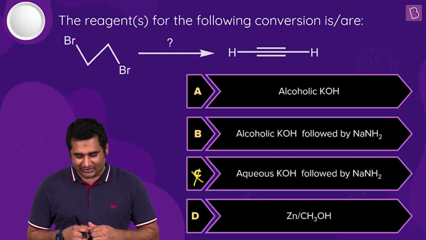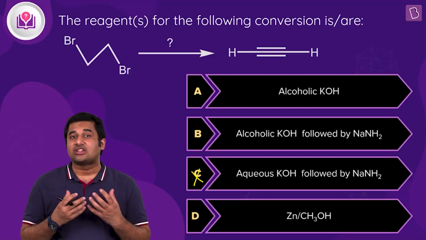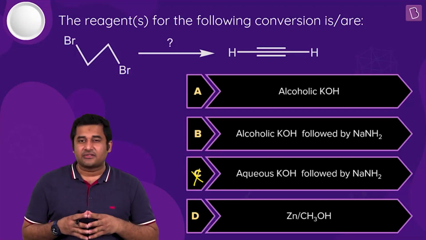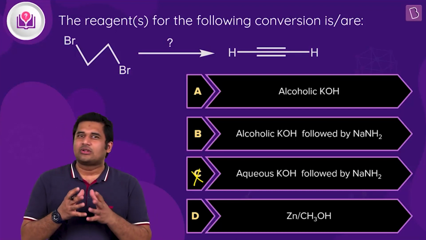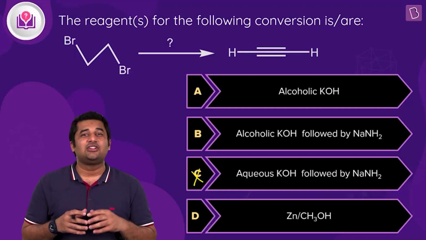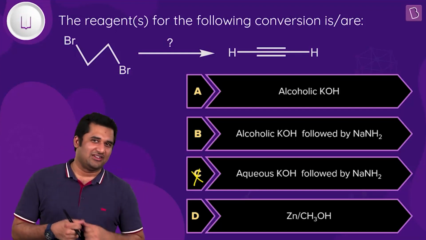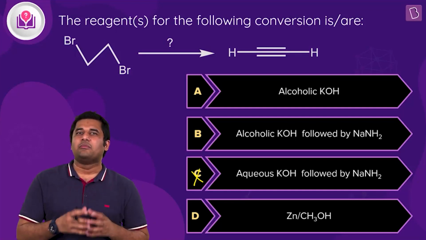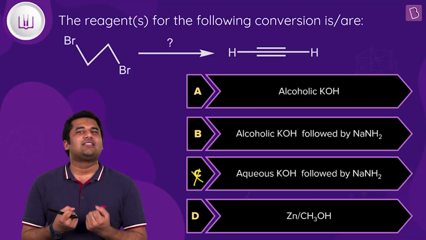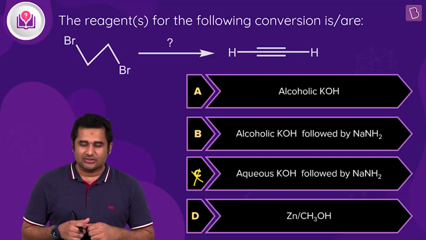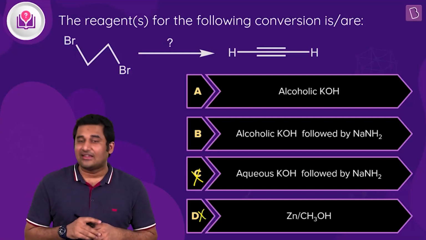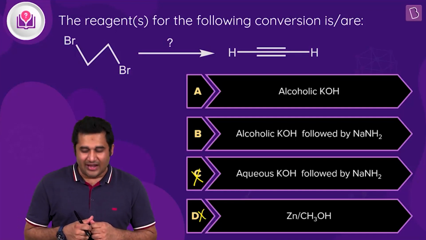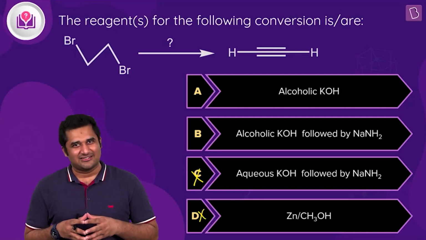Moving to option D, it is Zn in the presence of CH3OH. Let me tell you, zinc in the presence of CH3OH also cannot be considered as a reagent for carrying out elimination. In general, whenever we use metals in alcoholic medium, they usually act as reducing agents. That is why we can say that this option D also cannot be the answer. So now moving to options A and B, let's look for the right answer.